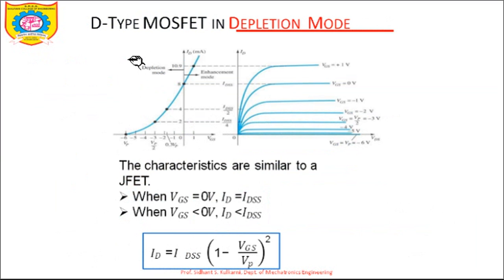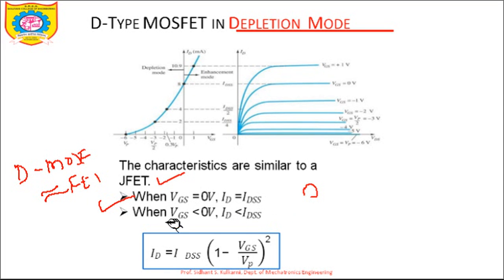D type of a MOSFET in the depletion mode. So the same characteristics which we observed in the last slide. The characteristics are similar to the JFET. So the depletion type of a MOSFET has characteristics equivalent to a normal FET. Now when VGS is equal to 0, when gate to source voltage is 0, ID can be represented as IDSS. And when VGS is less than 0, that is a negative value, ID is less than IDSS.